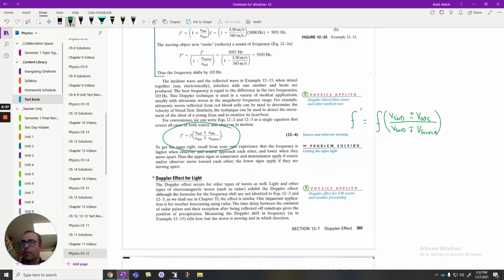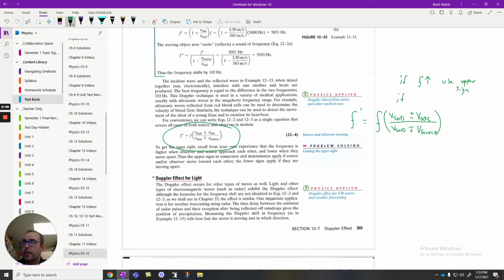A couple of things. If you expect the frequency to rise, use the upper sign. If you think about it, when two things are getting closer together, you hear the frequency go up. So as gaps close, frequency goes up. We would use the top sign in both of these situations: positive here, negative down here.